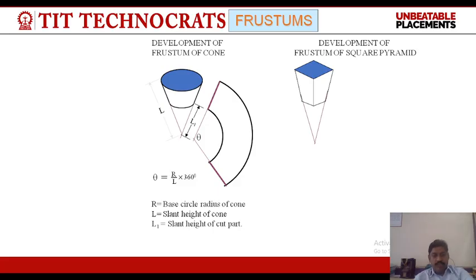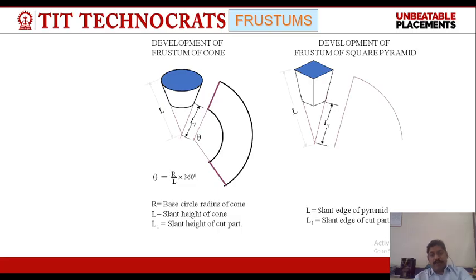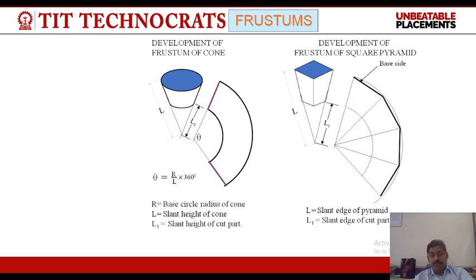This is the development of a frustum of a cone, in which theta is equal to r by L into 360 degrees. Here r is the base circle radius of the cone, L is the slant height of the cone, and L1 is the slant height of the curved part. The same process applies in the development of a frustum of a square pyramid. In a cone, we draw the curve directly from the first point to the last point, but in a square pyramid, it moves from first to second, second to third, third to fourth, and then fifth, like this. This is the top side and this is the bottom side.